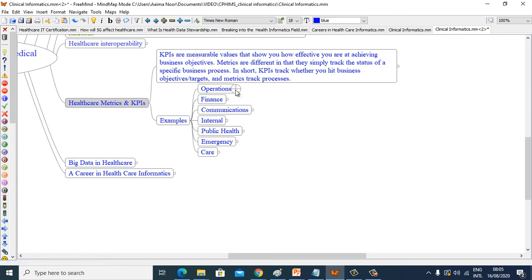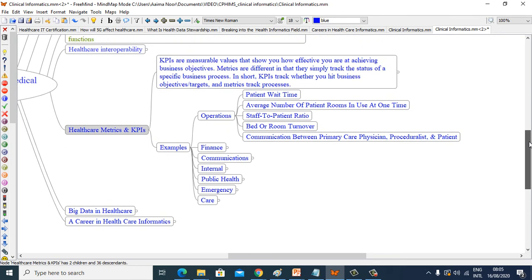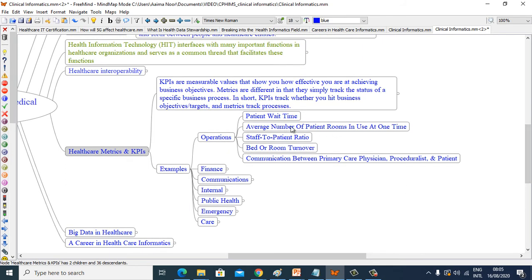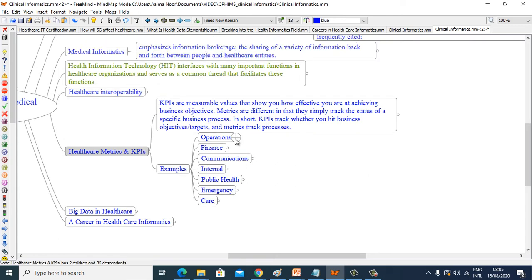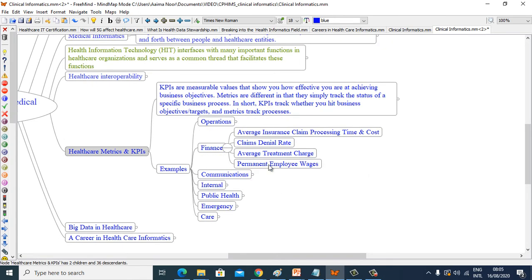Let's see first operations: patient wait time, average number of patient rooms in use at one time, staff to patient ratio, bed or room turnover, communication between primary care physician, proceduralist and patient. Now we'll see finance: average insurance claim processing time and cost, claim denial rate, average treatment charges, permanent employee wages.